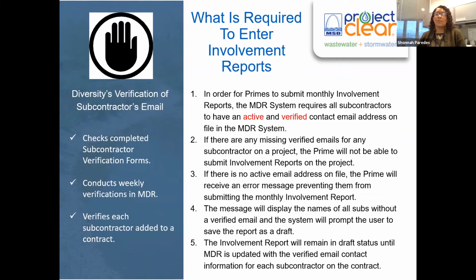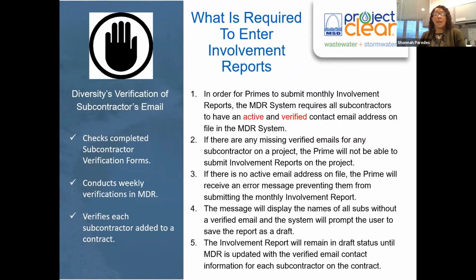Now, here's what diversity is doing to ensure you will be able to do your reporting in the diversity reporting system. So right now we know that we have a vendor verification form that is submitted at the time of award for the subcontractors that the prime contractor has on Form A. We'll be checking the information submitted on the vendor verification form and verifying all the subs on the contract moving forward, that they have valid and verified email information so that the prime contractor won't have any problems submitting their very first involvement report.